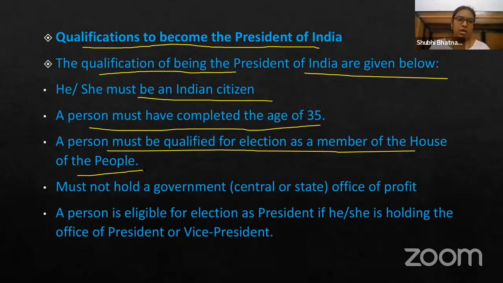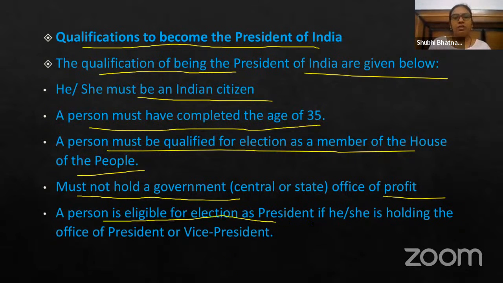मतलब वो जो person है who is being nominated, वो qualified होना चाहिए कि वो as a member of the House of the People का जो है उसके election में खड़े होने के लिए qualify हो. Must not hold a government, central or state office of profit. कोई ऐसी job में indulge ना हो central या state में. A person is eligible for election as president if she is holding the office of president or vice president.